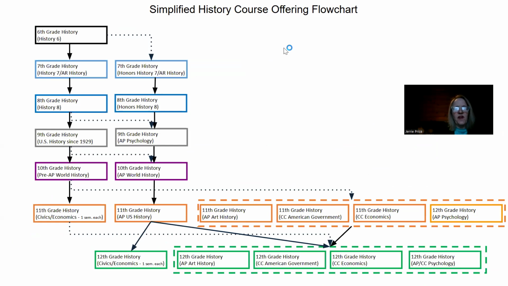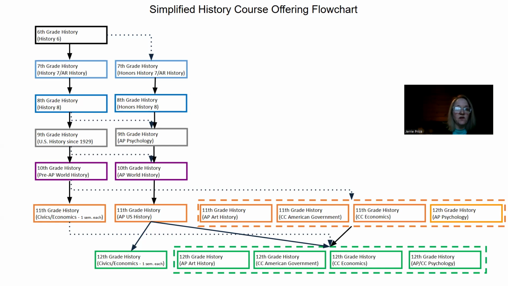History is a fairly simple progression. Basically, on the far left, you'll see just a simple progression. The basics are that high school students must take U.S. history, they must take pre-AP or world history, and then government or civics, and then economics. That's the basic pathway, 3 credits in the courses.